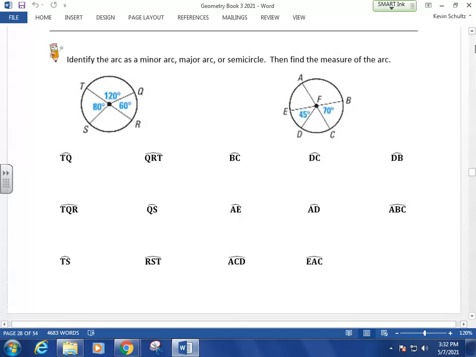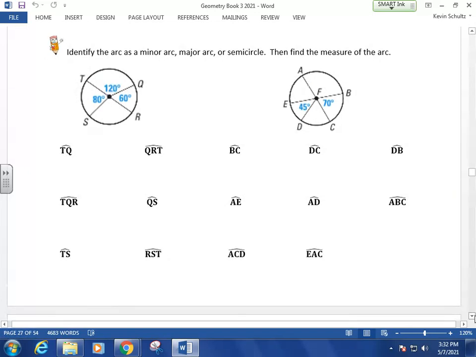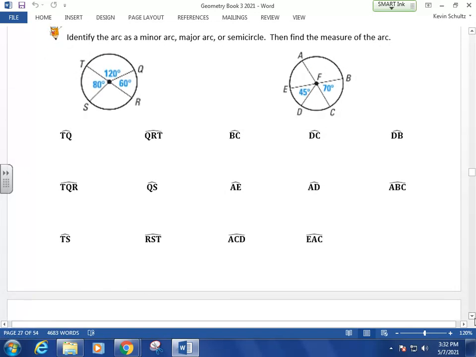So before we get to that, though, I want to go over your assignment, just to give you the answers here, so you know whether or not you are doing things correctly. Hopefully I don't get any of these wrong as I go over them. So arc TQ, coming from a central angle, we did this one in class together here. Arc TQ is going to be 120 degrees, equal to the measure of its central angle.